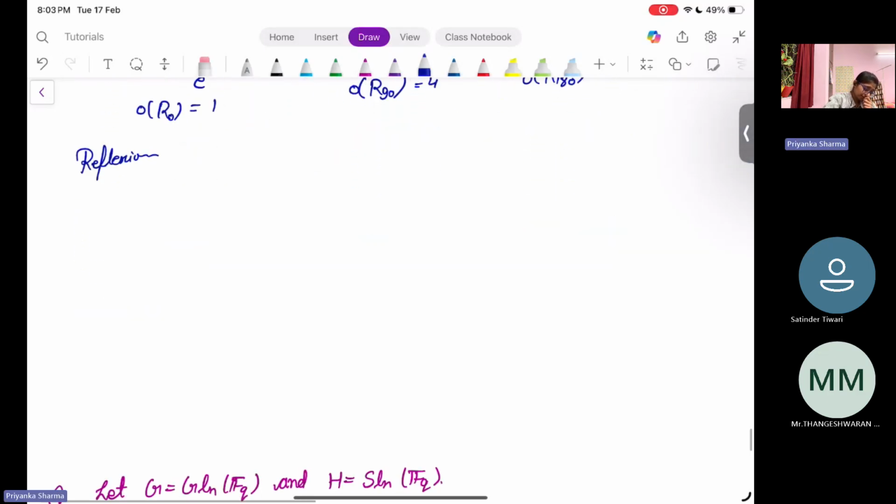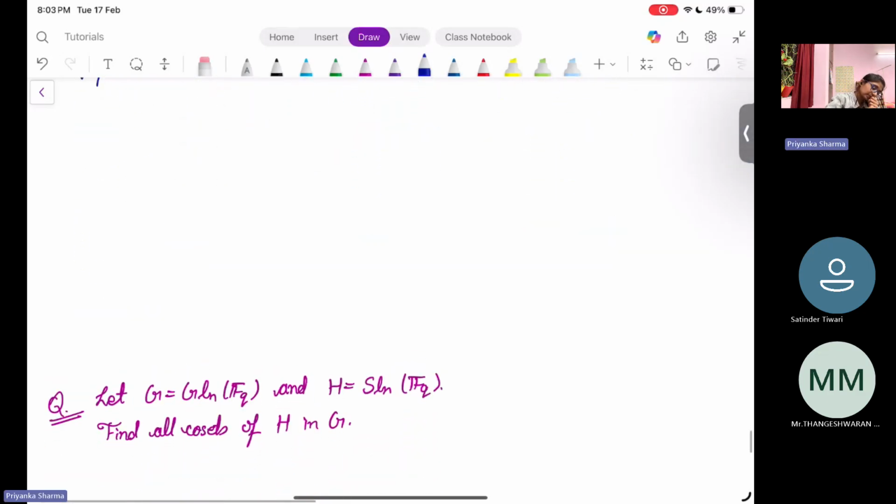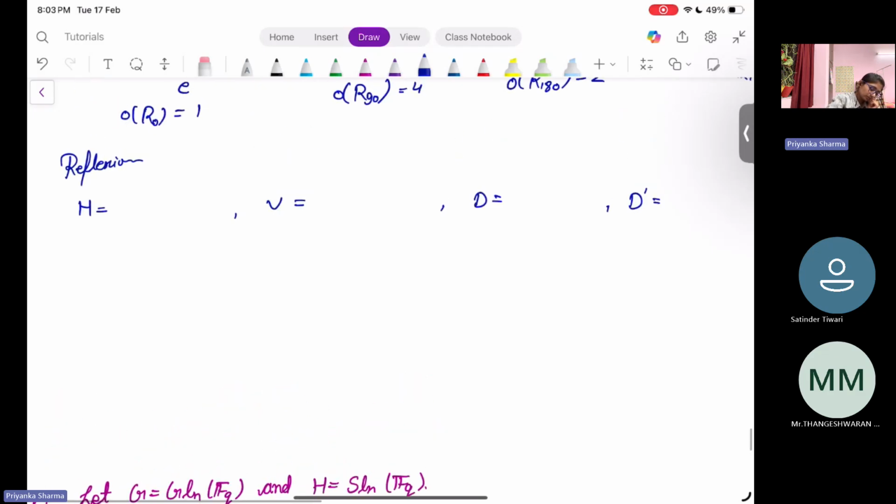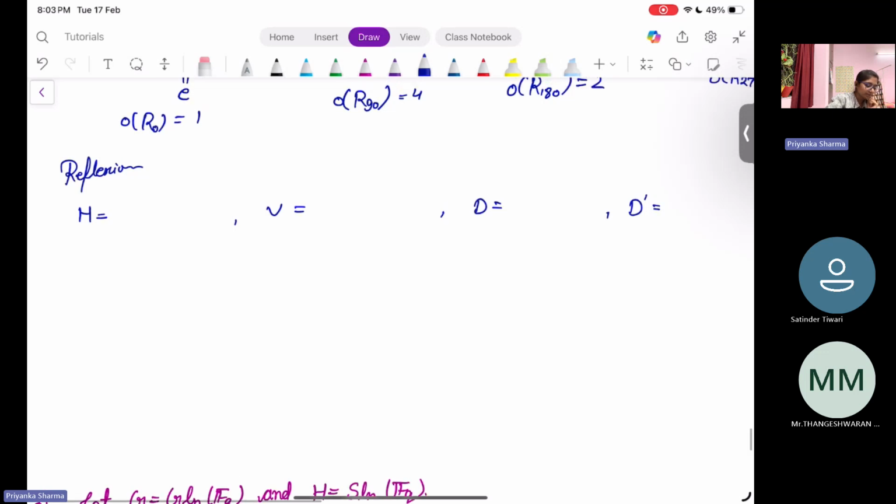And what they are, we generally represent them as H, V, D, and D dash. H means horizontal, V means vertical, D means diagonal, and D dash means anti-diagonal.